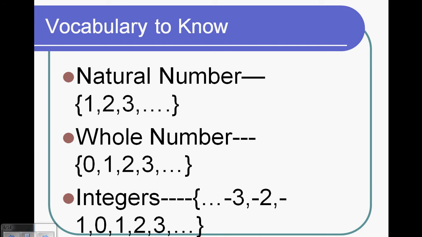The integers are the whole numbers with negative versions of the whole numbers. So you have not only 1, 2, 3, but you have -1, -2, -3. And you also have 0, which is neither positive nor negative. These are great terms to know as they will be on the ACT and also the SAT.